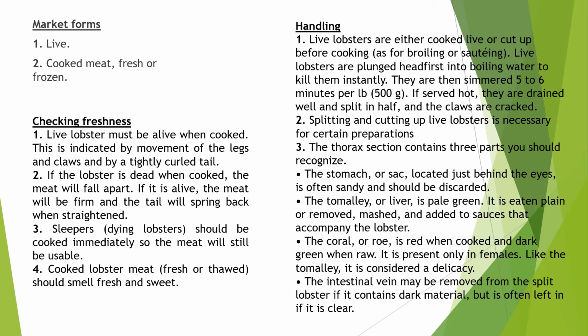So that is the tomalley, or the liver, and that is eaten. The coral, or the roe, is red when cooked. This is the coral. The roe is the egg. Remember, the coral or the roe is the lobster egg, and only the female has it.